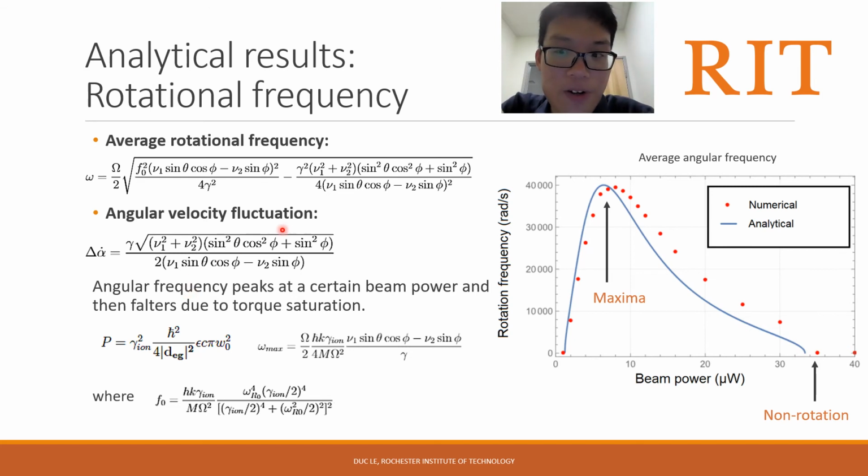And as you might recall, this rotational motion is non-uniform, so we were also able to derive an equation that describes the fluctuation of the angular velocity across one full rotation. And we were also able to predict at which beam power the two ions will rotate the fastest.